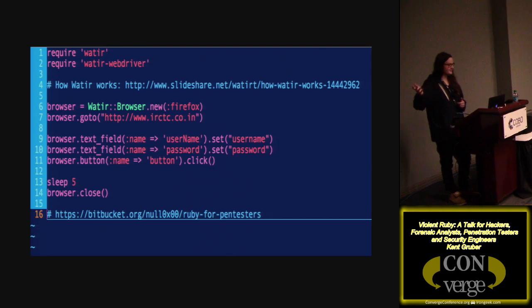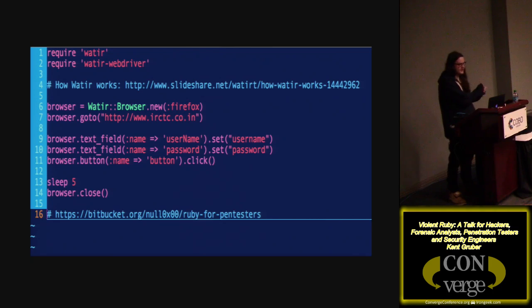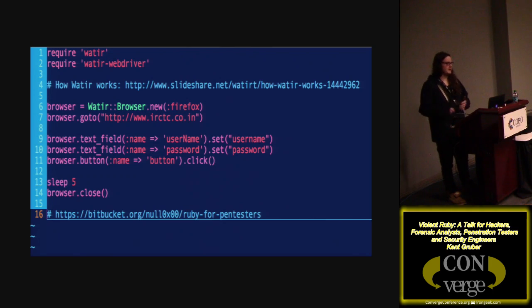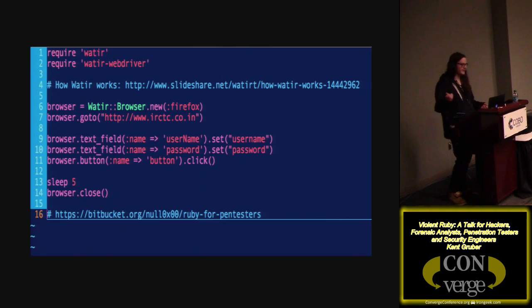And then create a browser. In this case, I want to do a Firefox instance. I'm going to go to that URL. And then inside of that HTML field, if there's an ID that equals that username or whatever, then I'm going to set it to username, password, set it to password, and then I'm going to click a button.